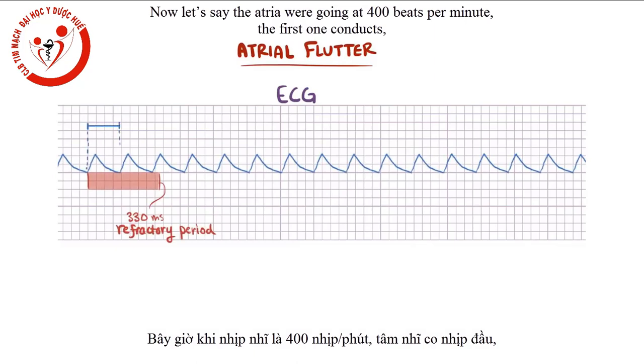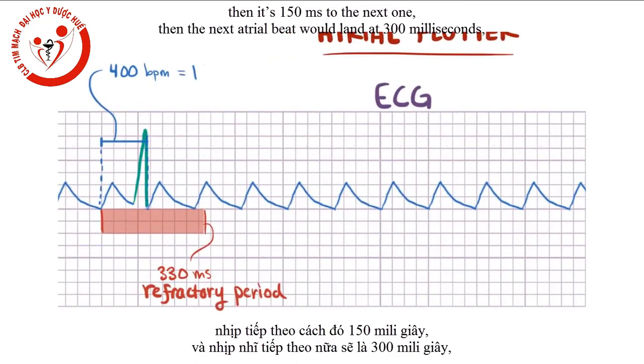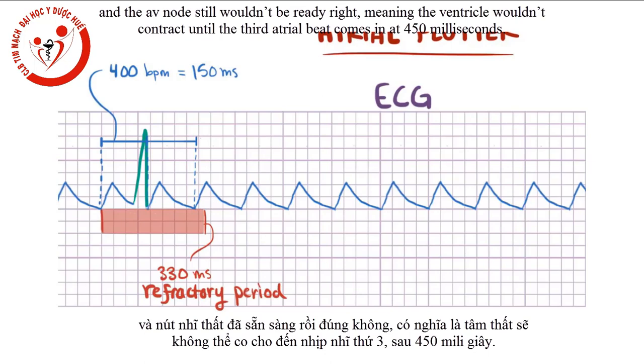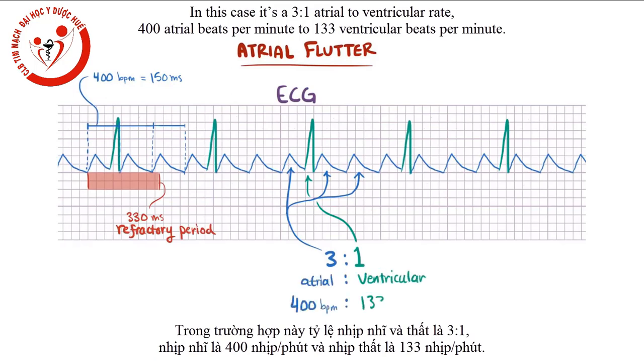Now let's say the atria were going at 400 beats per minute. The first one conducts, then it's 150 milliseconds to the next one. Then the next atrial beat after that would land at 300 milliseconds. And the AV node still wouldn't be ready, right? Meaning the ventricles wouldn't contract until the third atrial beat comes in at 450 milliseconds. In this case, it's a 3-to-1 atrial to ventricular rate, 400 atrial beats per minute to 133 ventricular beats per minute.